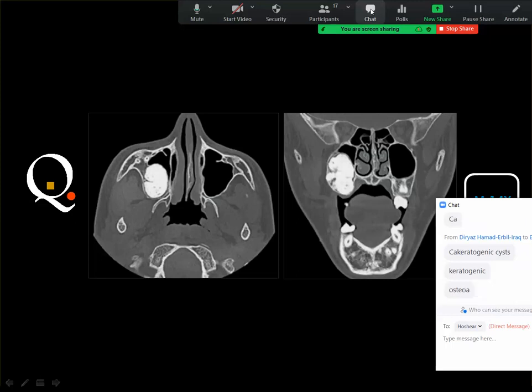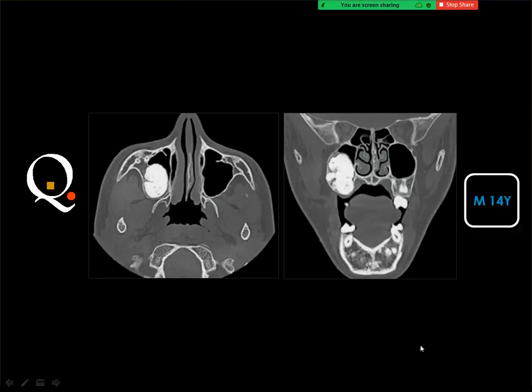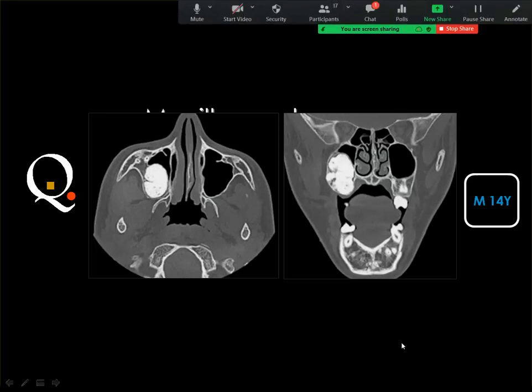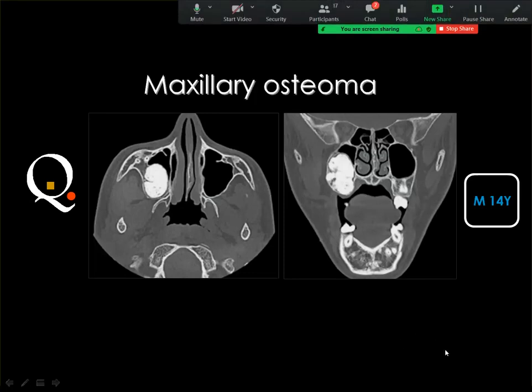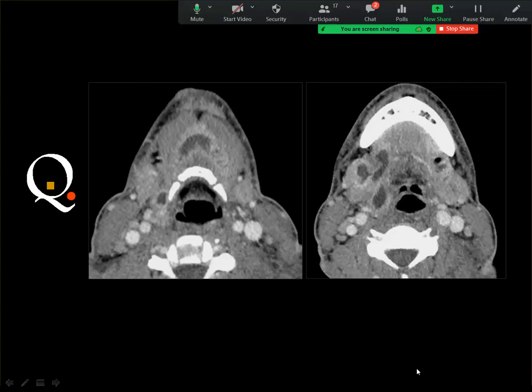This is a simple case of, yes, osteoma of the maxillary sinus. Good. The answer is good. This is maxillary sinus osteoma. This is not fungus because it is as dense as the bone. And the fungus cannot be as dense.